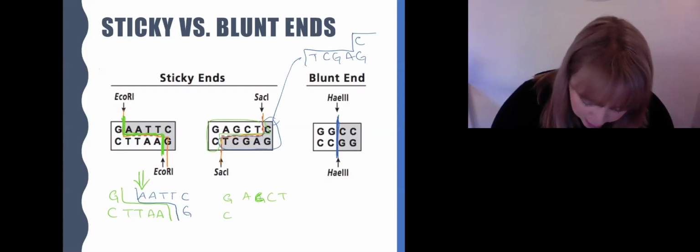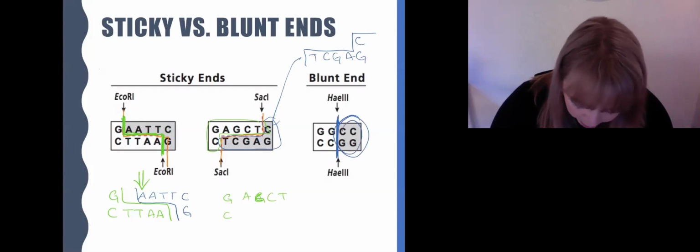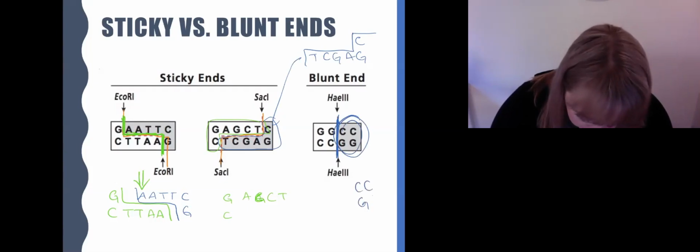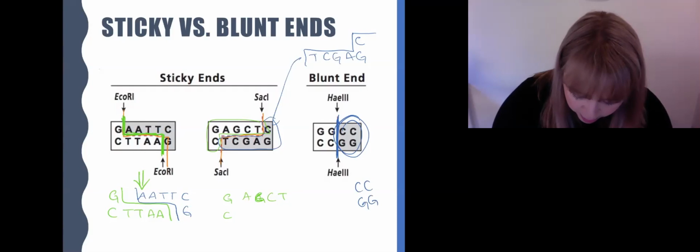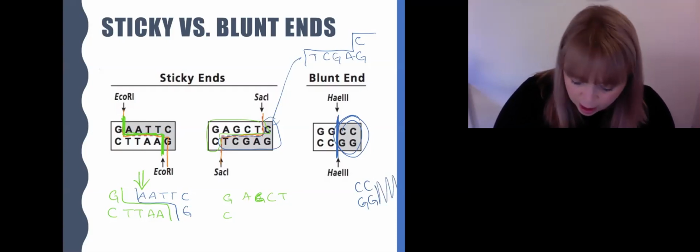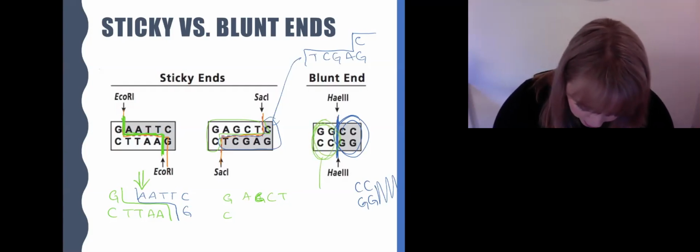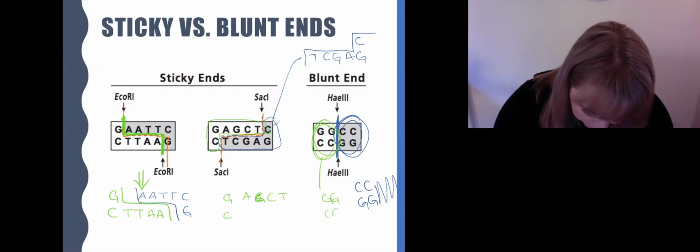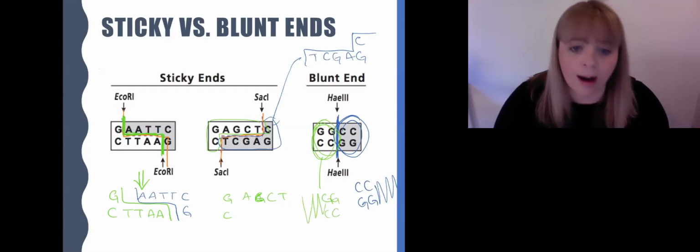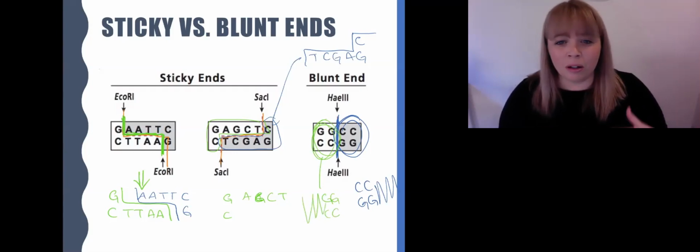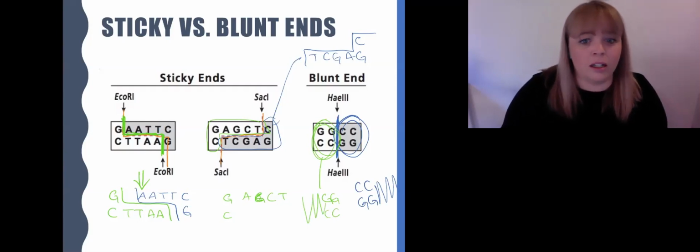So in this case, this side, I know I'm jumping around, is going to look like this. That's going to be on the end of the DNA, and then there's more DNA over here. Whereas this side over here is going to end up looking like this. Now I want you to think about why that's important or what the benefit or disadvantage of using each one of these enzymes is.